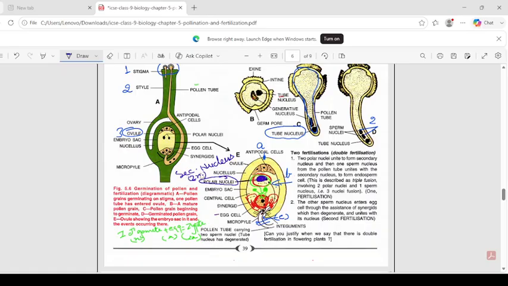So this secondary nucleus, when it fuses with the second male gamete, gives you a triploid structure which is called PEN, primary endospermic nucleus, which has three sets of chromosomes, and it will develop into endosperm. So endosperm provides nutrition to the developing embryo. So this way we are almost at the end of the chapter, that is how fertilization occurs in angiosperms, where fertilization takes place twice, and the process is called double fertilization.